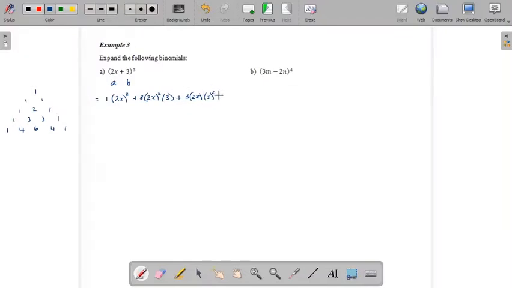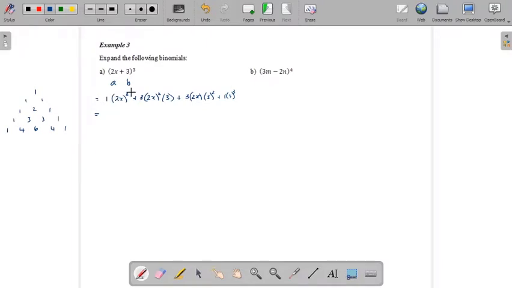and that's that term. And then the last term, that's our coefficient, which is 1, times 2x to the power of 0, which is 1, so we can leave that out, times 3 to the power of 3, and that's the last one. So with the power of 3, there are 4 terms, because that corresponds to here. So we've got 4 coefficients, so it's 4 terms. And now we can expand it and simplify it.